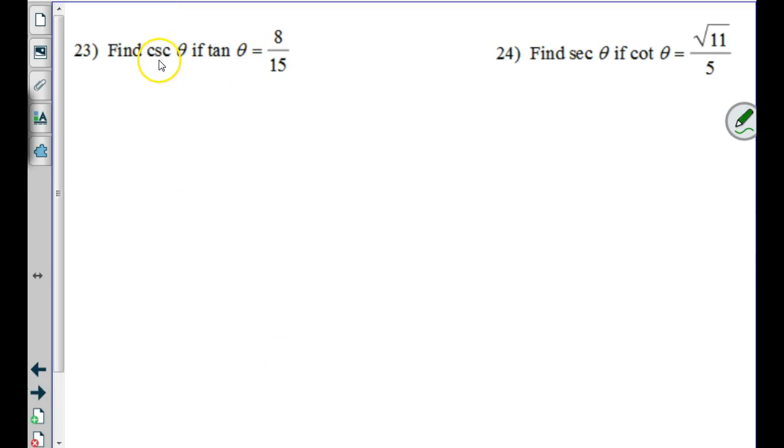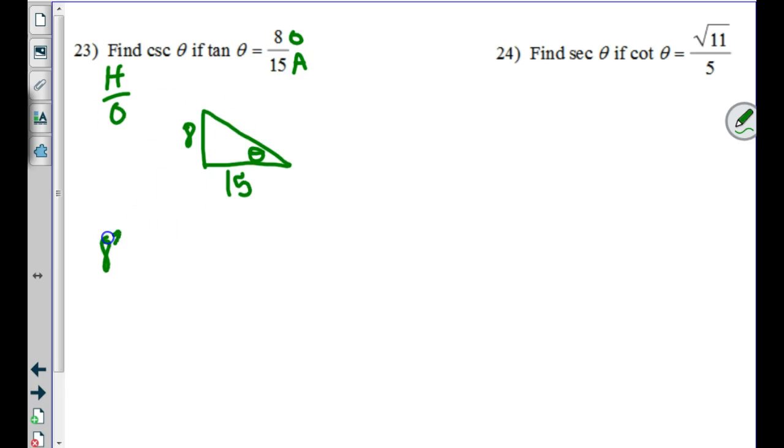Tangent to cosecant. Yeah, that's not a reciprocal, right? So this is what I do. I don't know if this makes sense to you. I just draw a little triangle and I do, well, tangent is opposite over adjacent. So I have 8 and 15. Then this one, cosecant, is what? The flip of sine. So it's hypotenuse over opposite. So I need the hypotenuse.